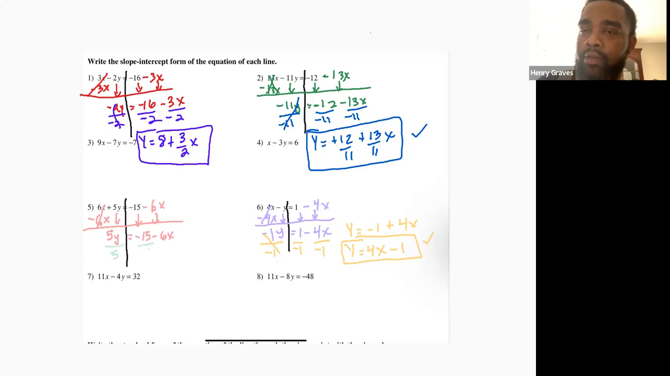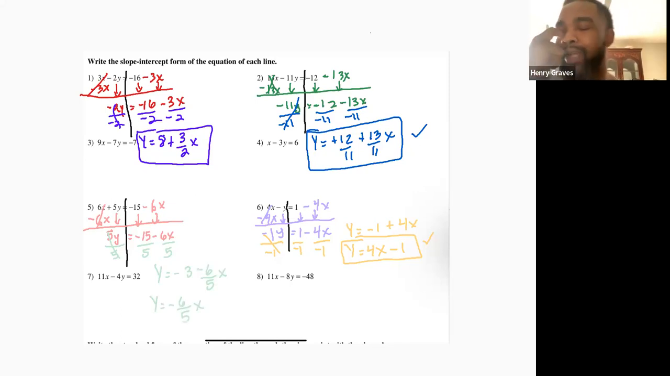So y is going to equal negative 3 minus 6 over 5x. You can write this as y equals negative 6 over 5x minus 3, where you have the x coefficient first, followed by the y-intercept. Remember, slope-intercept form, guys, is when you have x and y on different sides, and all these ones they gave me on this first page have x and y on the same side. So that's how I convert.